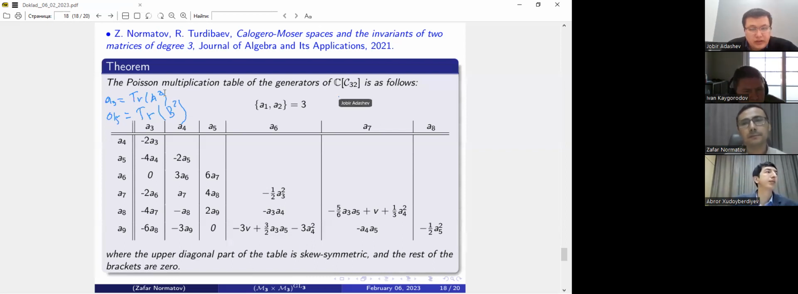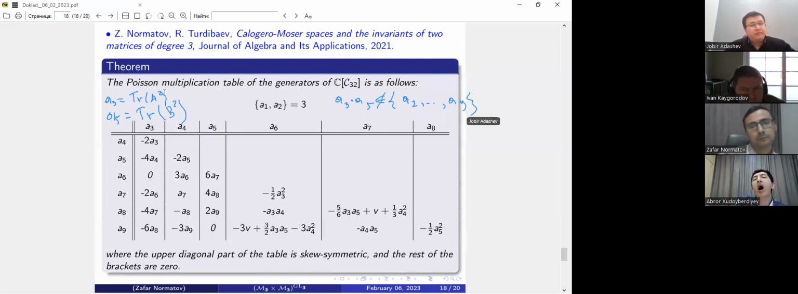Свободная алгебра. Это Дренский доказал, что свободная алгебра. Ну, хорошо.